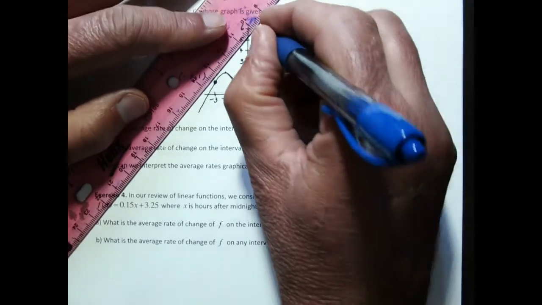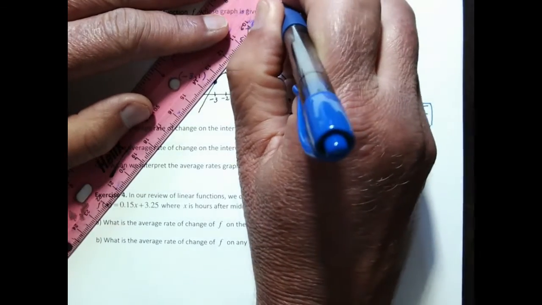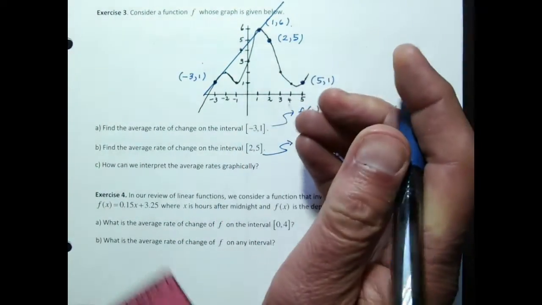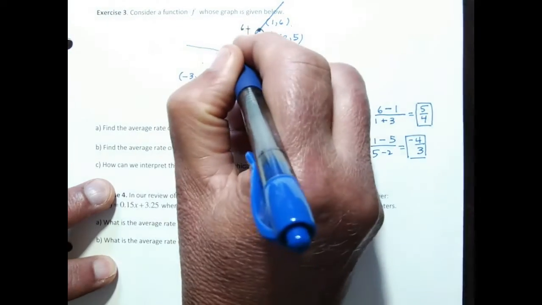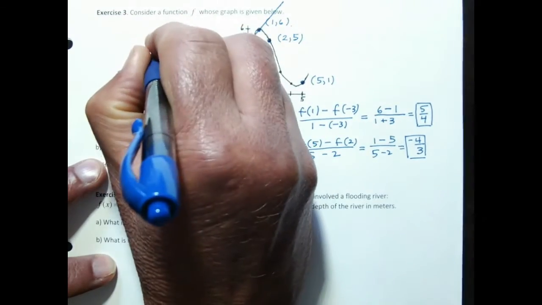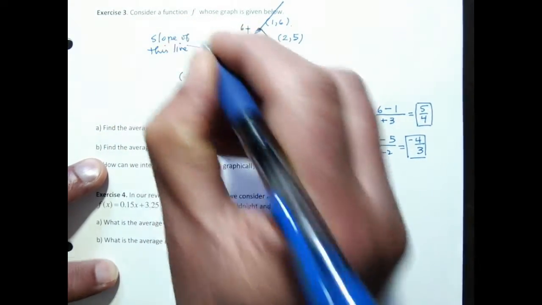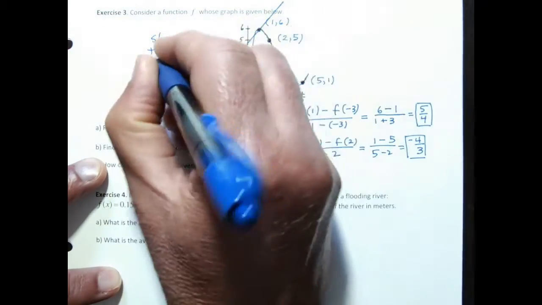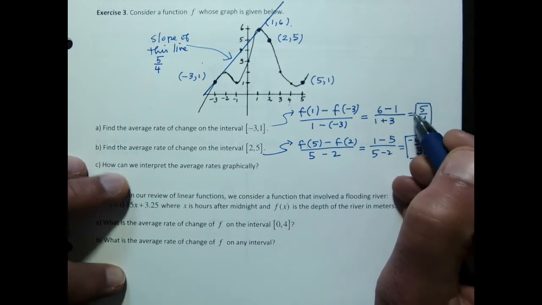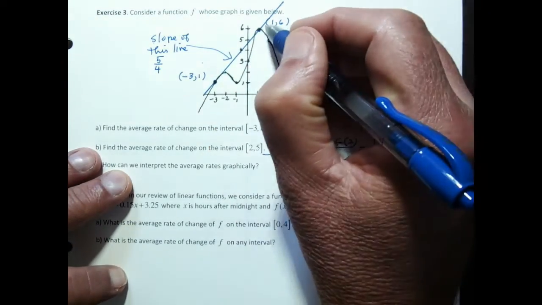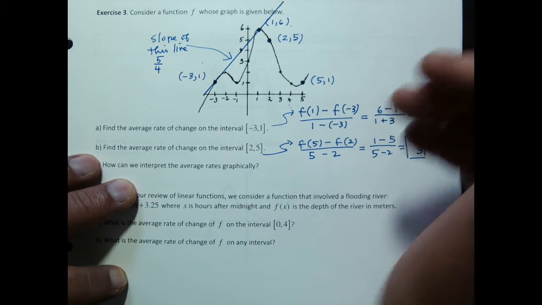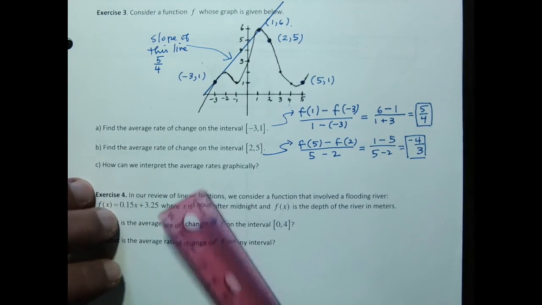If I just draw a straight line through those 2 points, that straight line has a slope that's equal to the average rate of change. So the slope of this line is 5/4. That's one way to interpret average rate of change. Connect up 2 points on a graph. The slope of the line you get is the average rate of change between those 2 points.